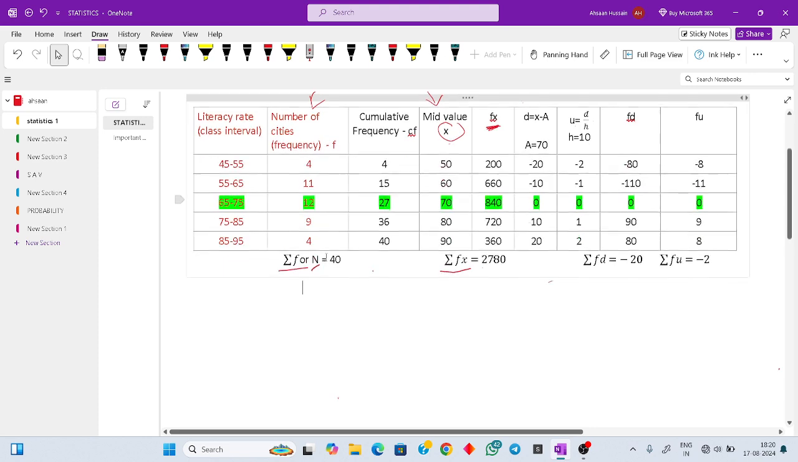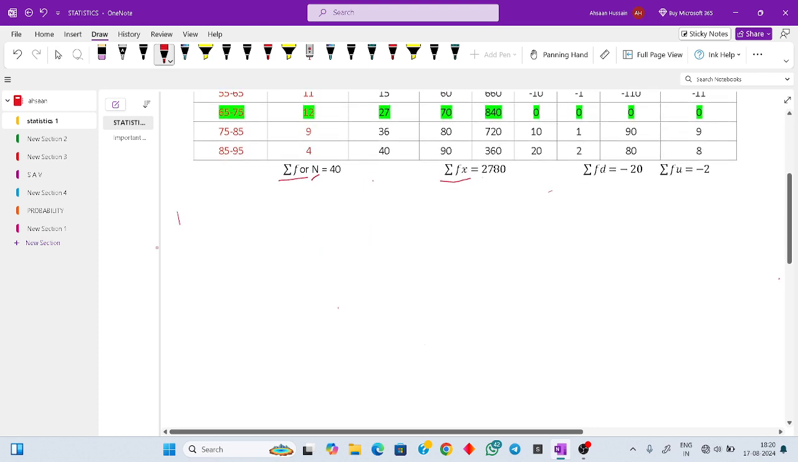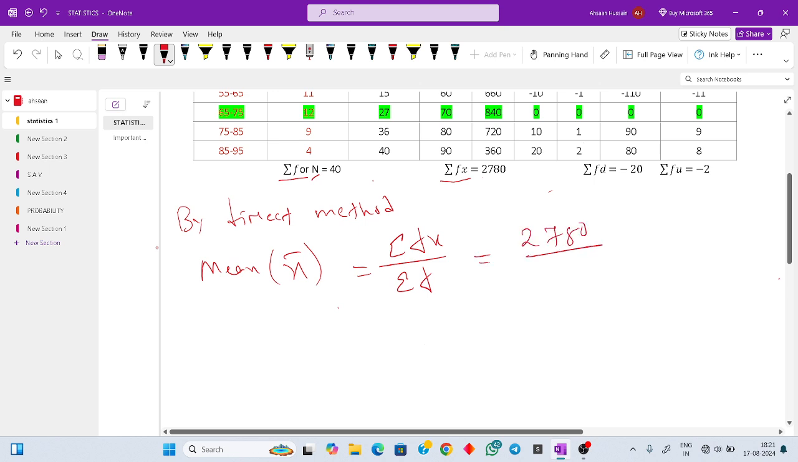Right. So now let's apply the formula. By direct method, mean x bar equals summation fx by summation f. It means 2780 by 40. So you can cancel these two zeros. So the answer will be 69.5. Okay.